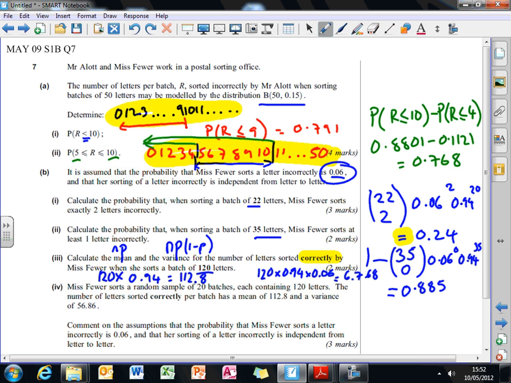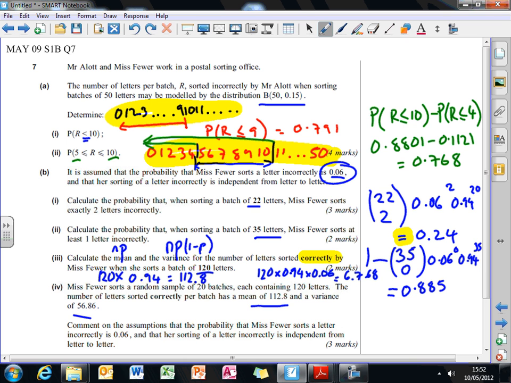Now, the last part then. Miss Fewer sorts a random sample of 20 batches, each containing 120 letters. The number of letters has a mean of 112.8 and a variance of 56.86. Comment on the assumption that the probability that she sorts a letter incorrectly is 0.06, and that the sorting of a letter incorrectly is independent from letter to letter.